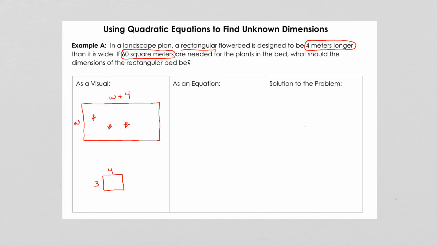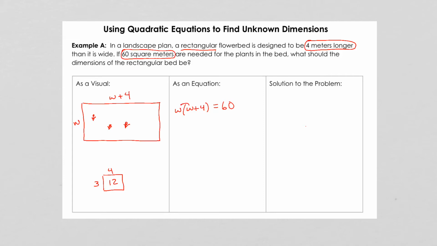So we're going to multiply those two numbers together. So we do the same thing here. We're going to multiply this times this to get our total area. So we can write an equation over here, and it would look like this. W times W plus 4 equals 60.